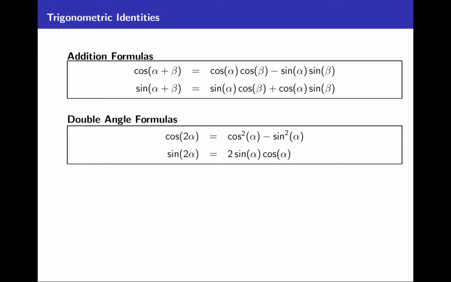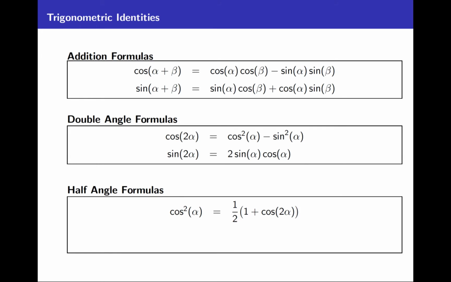So every once in a while, you may find that you need these. In addition, there are what are called half-angle formulas, and you can get the half-angle formulas from the double-angle formulas just by solving for the quantity that you're looking for. And I'll leave that as an exercise, but it works out this way. Cosine squared alpha is 1/2 (1 plus cosine of 2 alpha).